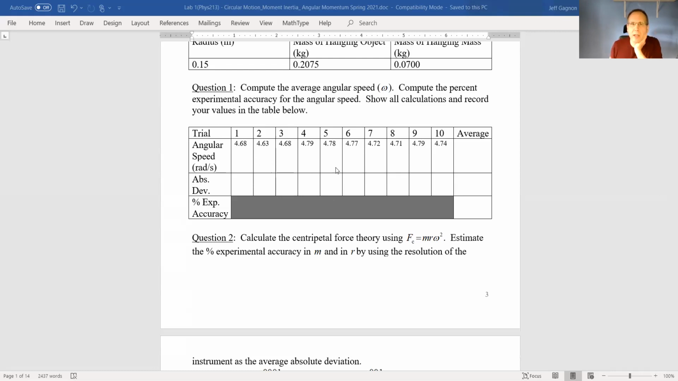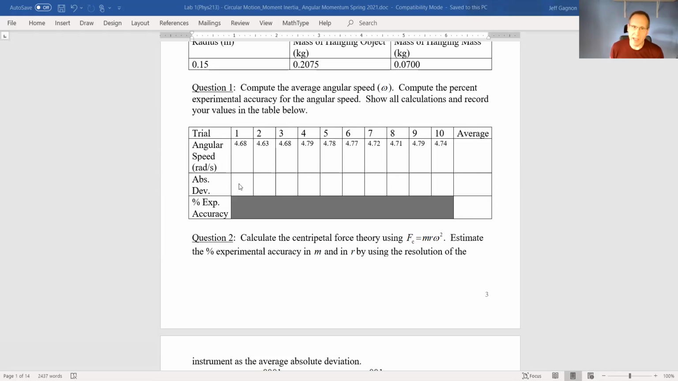Okay, so question one, all I want you guys to do is to compute the average omega, so the average angular speed. Make sure you round to two places, right? That's the resolution of the instrument, which is 0.01 radians per second. So round to two places. And then also calculate the percent experimental accuracy.